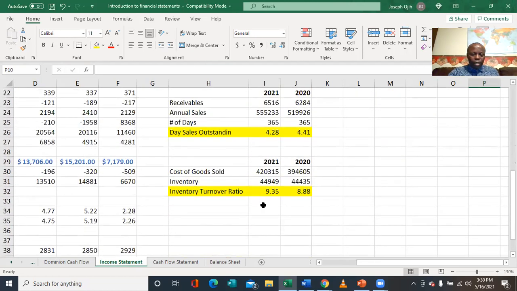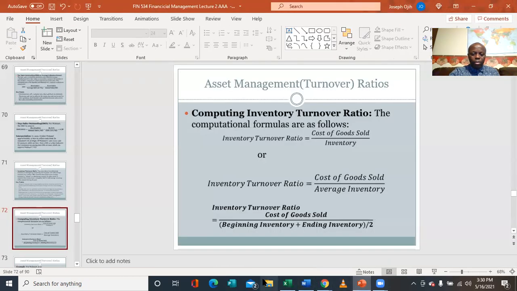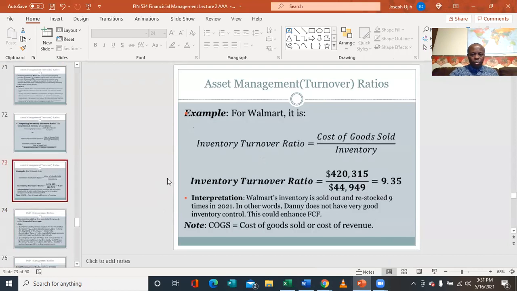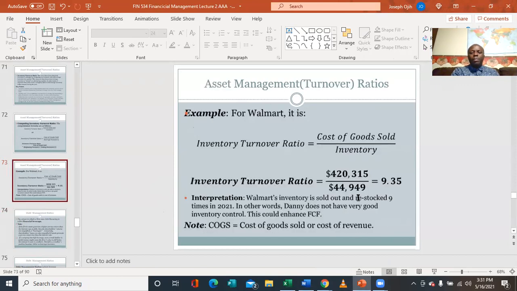Anyway, so that's why, one minute, I think I made a mistake here. Okay. So that's why here you can look at the example we did for Walmart. You get 9.3. So Walmart's inventory sold out and restocked 9 times in 2021. That means people are buying from Walmart. So this is where we conclude our asset management ratios for today.